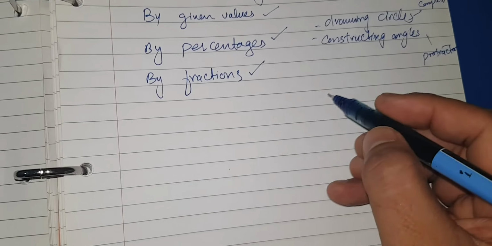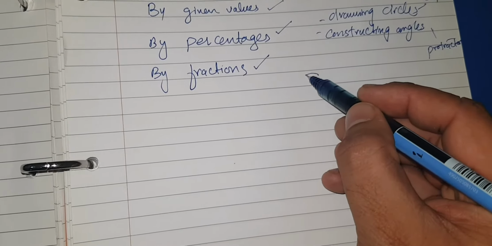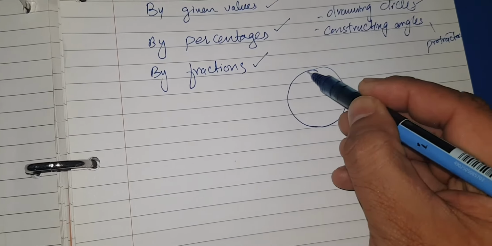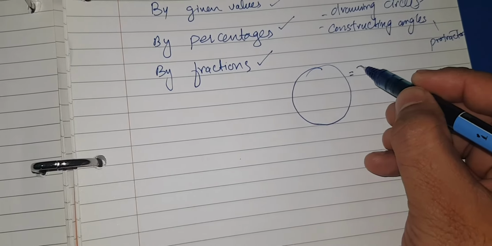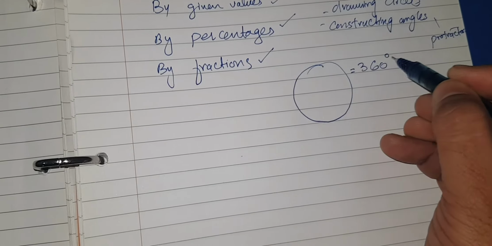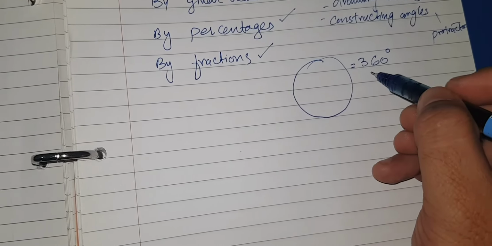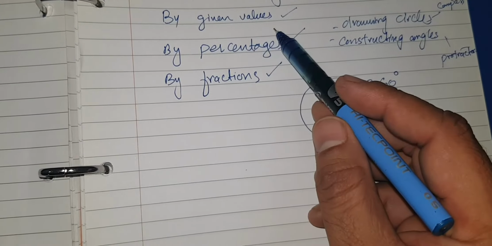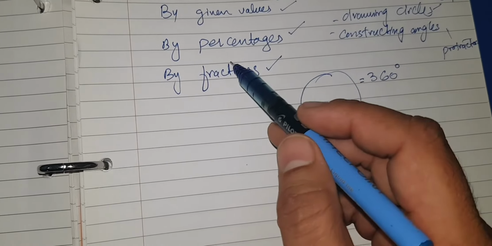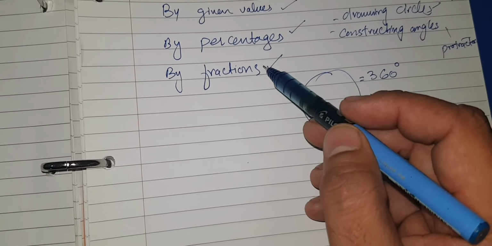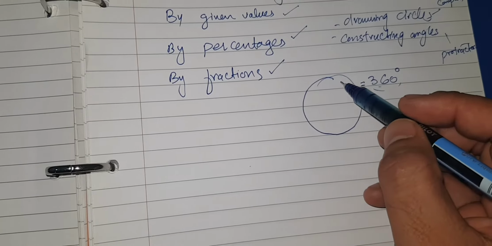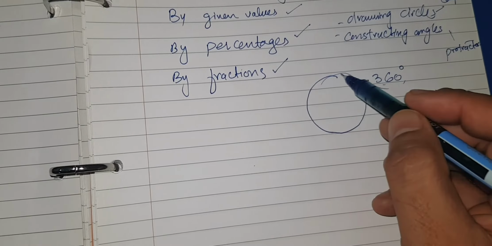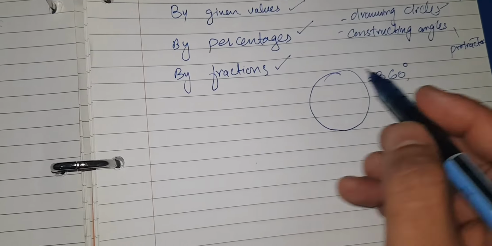Now, first of all, I will tell you what a pie chart is. A pie chart is a circular form of data representation. Since we know that one complete circle is equal to 360 degrees, it's very easy to understand that whatever values, percentages, or fractions we get, we have to divide them within the range of 360 degrees. All our values will remain in this circle. How? I will show you.